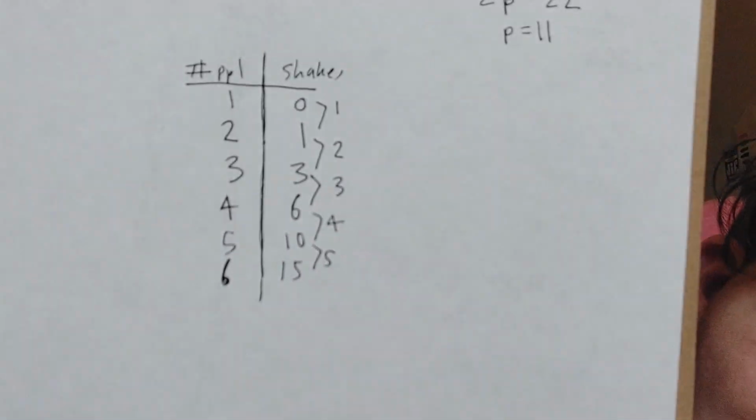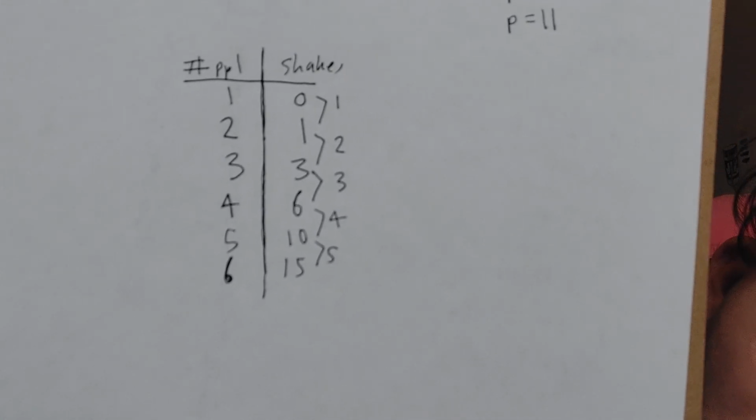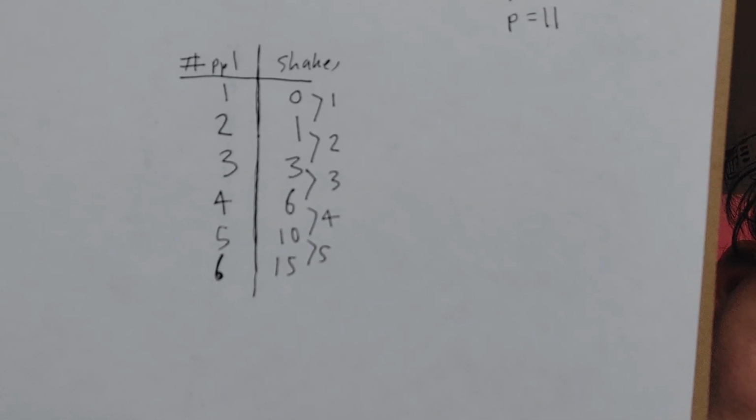Let's see. You can see here, I kind of made a table. So the increase, I guess you could say, is n minus 1. So, back to the original question. There are 15 handshakes. We know that at a 6-person gathering, there are 15 handshakes.